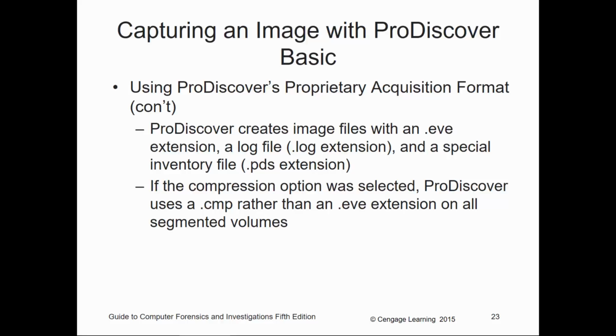ProDiscover does create image files with a .eve extension. There's also a log extension and an inventory extension. You want to understand what the extensions are so that you know what programs are going to be working with them. If the compression option was selected, then we're going to use a CMP rather than an EVE. Why they do such a drastic change in extension, I'm not quite sure, but that's what they decided to do.